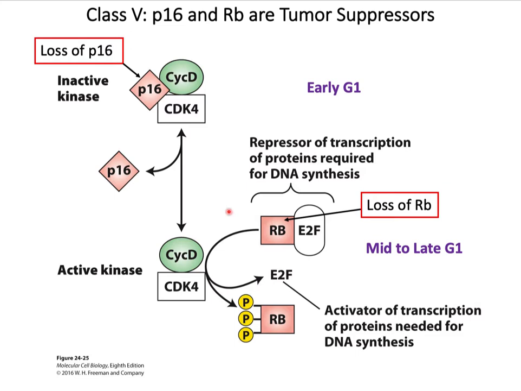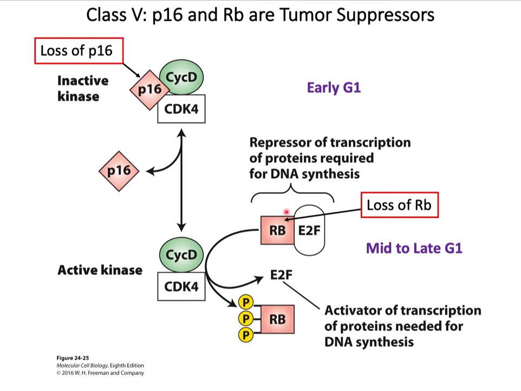And this could be very intuitive to you. So for example, you can imagine that if you lose the function of P16, then you can never inhibit the activity of the cyclin CDK4, and they will just drive the cell cycle faster, and that will contribute to the formation of a tumor cell.